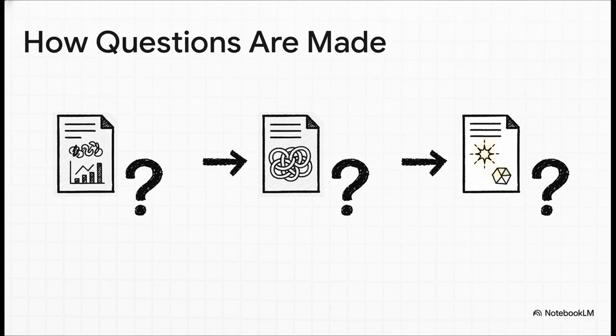So how does it do this? Well, it's not magic. The AI is actually trained to spot patterns that usually signal important information. When it sees numbers, it asks what they mean. When it finds a problem statement, it asks about the solution. And when it comes across a new concept, it asks for a definition. It's really just smart pattern recognition that helps kickstart your own critical thinking.